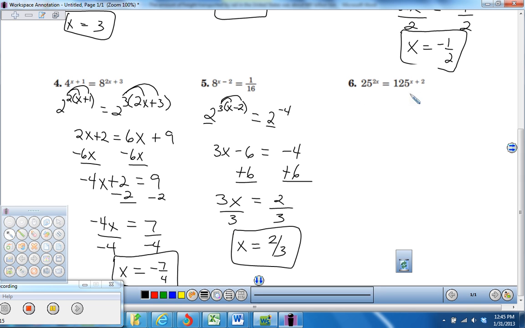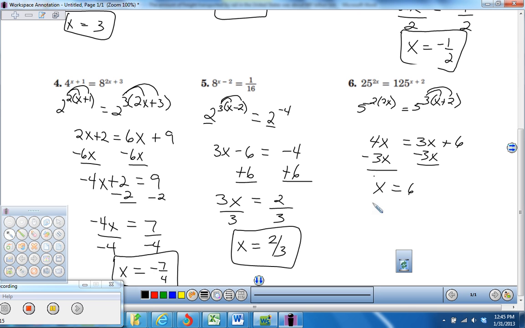Alright, now here, we've got to get them in terms of the same base. I'm going to replace the 25 with 5 squared. And I'm going to replace the 125 with 5 cubed. Okay, so I'm going to end up with 2 times 2, because again we have the same base, and now we can put the exponents equal. So 2 times 2 gives me 4x. Okay, distribute the 3, so I get 3x plus 6. Move the 3x over, so we get x is equal to 6.